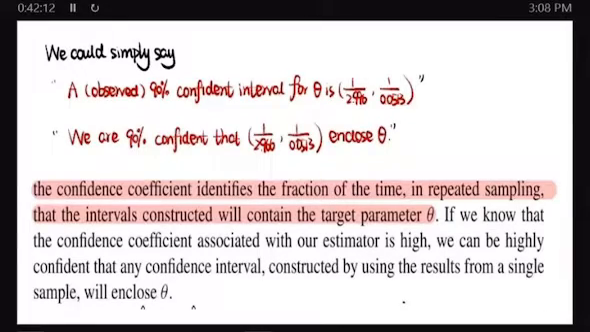Now, if we know that the confidence coefficient associated with our estimator is high, we can be highly confident that any confidence interval constructed by using the result from a single sample will enclose theta. See that? Don't forget, we go into the population once. But the idea of the interval will enable us to know how reliable our point estimate is. We'll be able to know how the sample that we've chosen from the population reflects the overall view of the population. I'm going to go into another example now.